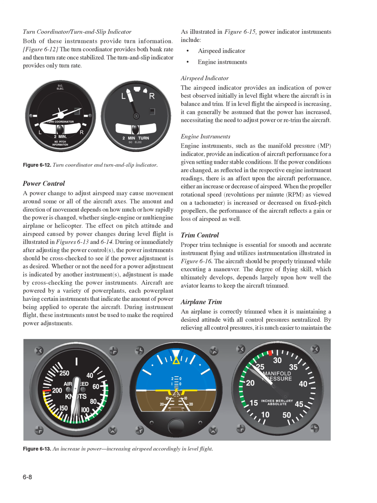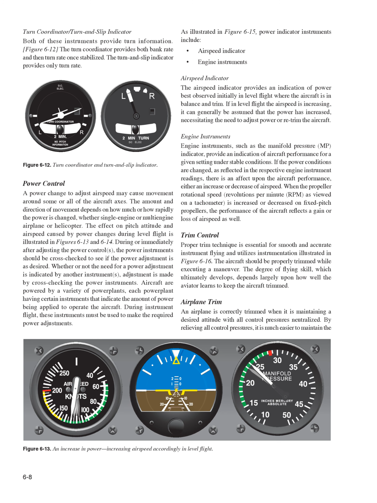Power control. A power change to adjust airspeed may cause movement around some or all of the aircraft axes. The amount and direction of movement depends on how much or how rapidly the power is changed, and whether it is a single-engine or multi-engine airplane or helicopter. The effect on pitch, attitude, and airspeed caused by power changes during level flight is illustrated in figures 6-13 and 6-14.